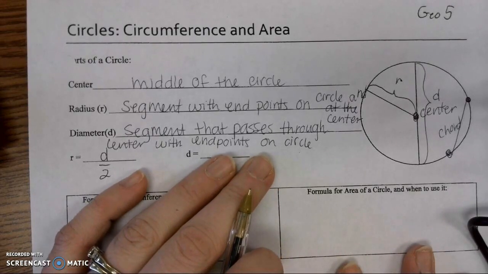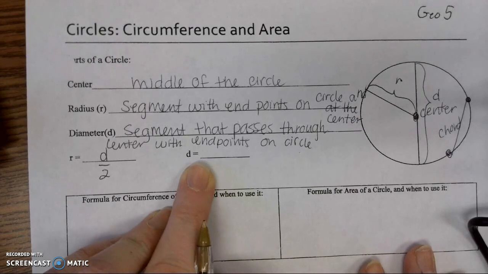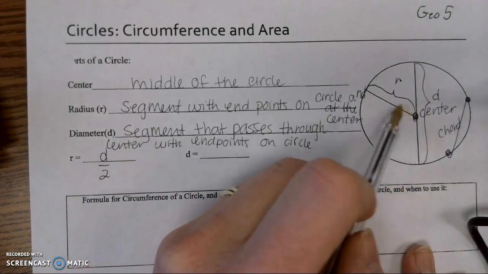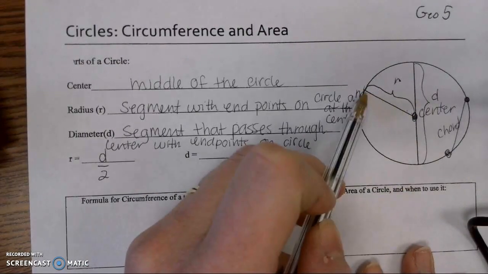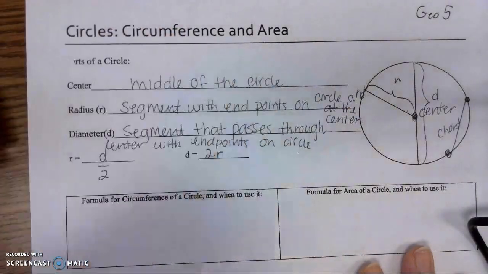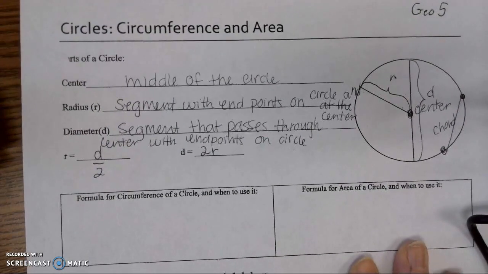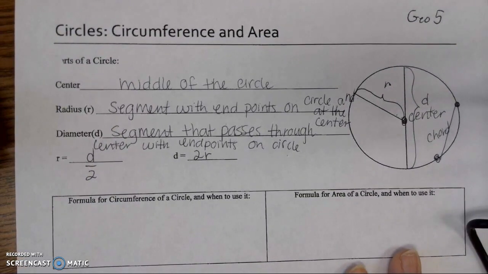All right. Likewise, we can work backwards to figure out what the diameter is given the radius. The radius, like I said, is half the diameter. So if we're given the radius, we can take that radius and multiply it by 2 to figure out what the diameter is. Okay? All right, so those are the vocab words that we are going to focus on.